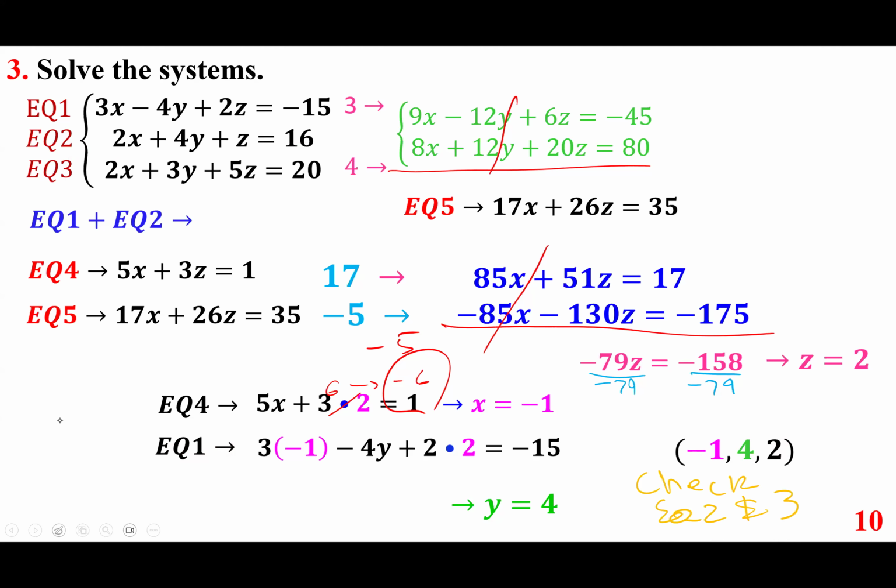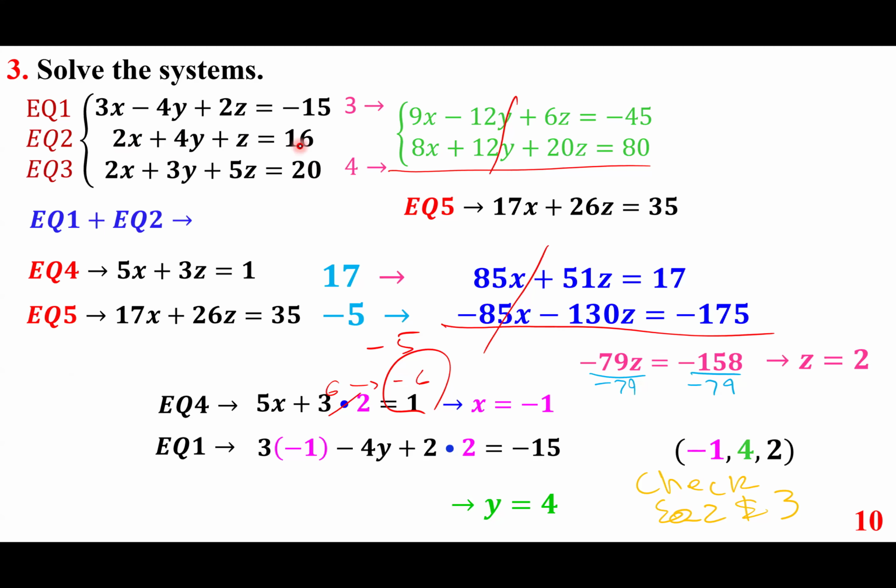You must. It doesn't take long to check that it works or not, just for the sake of argument. 2 times negative 1 is negative 2. 4 times 4 is 16. And z is 2. 2 and negative 2 cancel each other. We get the 16 back. And you can check the third one.